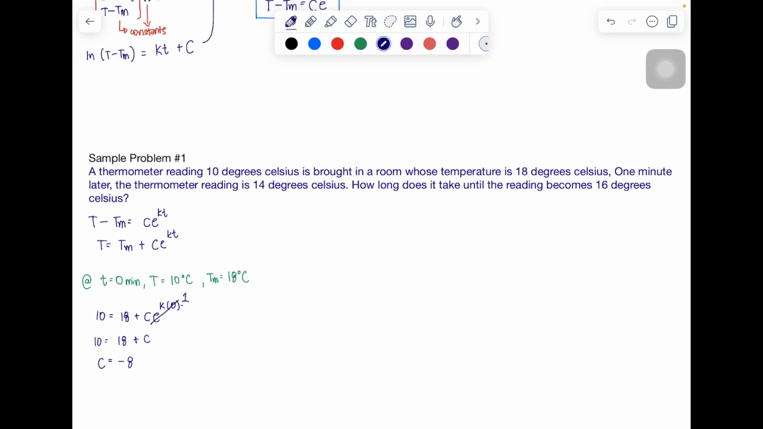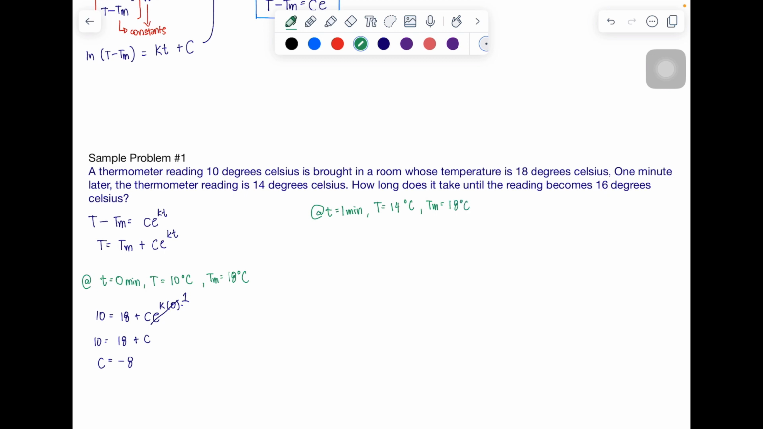Next condition. At time 1 minute, what is the temperature now of the thermometer? It reads 14 degrees Celsius. And the temperature of the surroundings, given that the surrounding is very big and it does not change because of the individual objects inside it, is still basically 18 degrees Celsius.